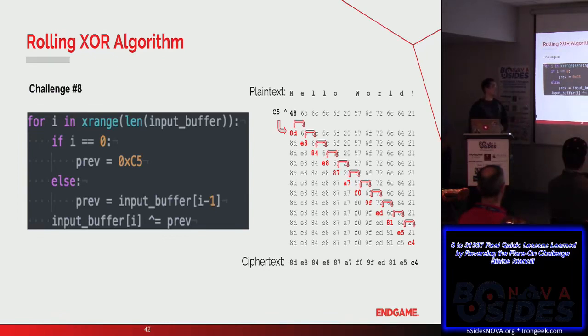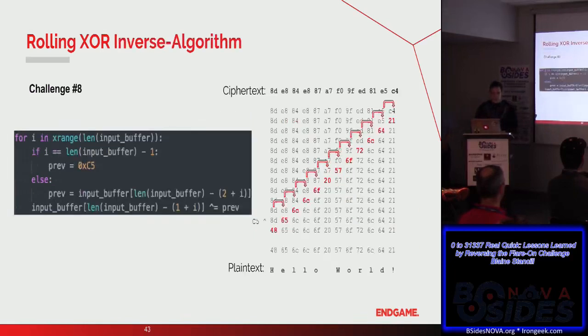So this is a rolling XOR algorithm. At the top, we have our plain text, hello world. It starts with a 1-byte key, so C5. The way it works is you XOR with that first byte, and you take that byte after it's been encoded and use that to encode the next byte, and so on and so forth, until you just roll through the pattern, right? So at the bottom, we have our ciphertext.